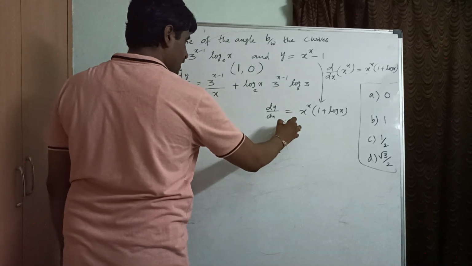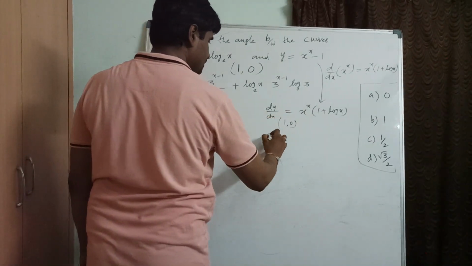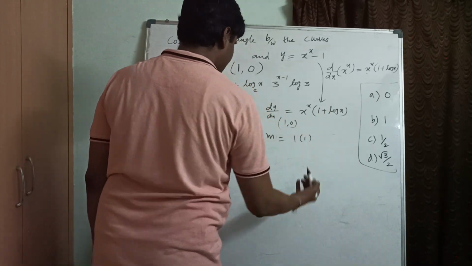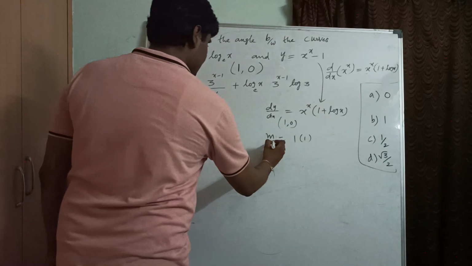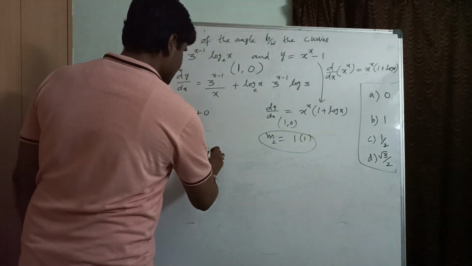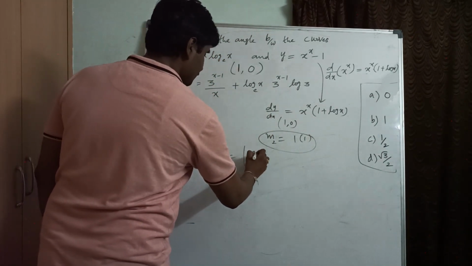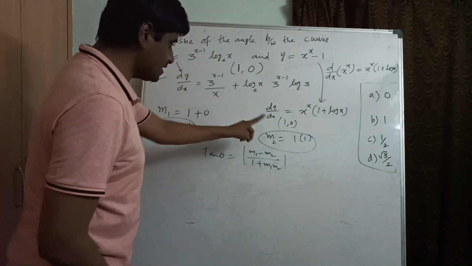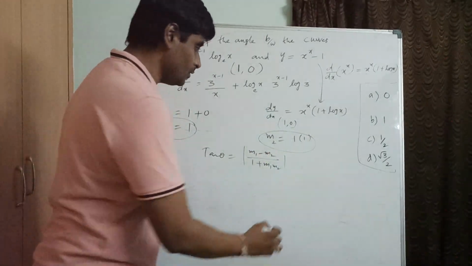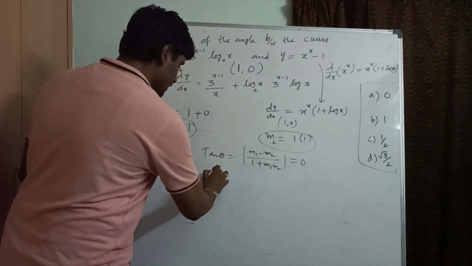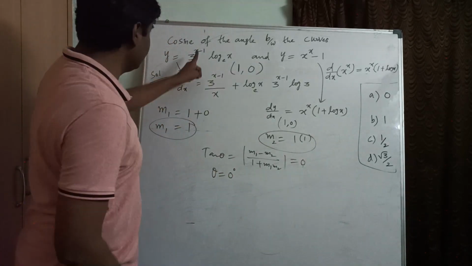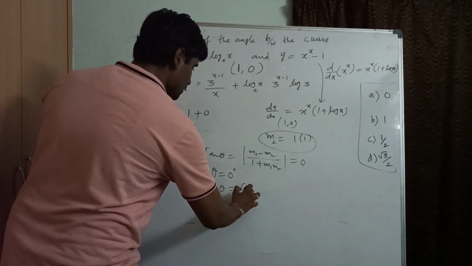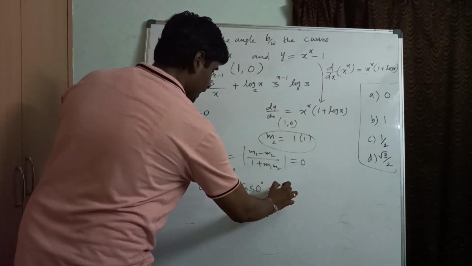Now here also let me substitute 1 comma 0. What will I get? 1 power 1 is 1. So 1 plus log 1 is 1 plus 0, which is 1 here. Correct? So m1 and m2 are the same. Then what is tan theta? Modulus of m1 minus m2 by 1 plus m1 m2. Correct or not? Here the numerator is 0, since m1 and m2 are the same, 1 minus 1 is 0. So whenever tan theta is 0, what is theta? 0 degrees. And what are you finding? Cosine. So what is cos theta now? Cos 0, that is 1.